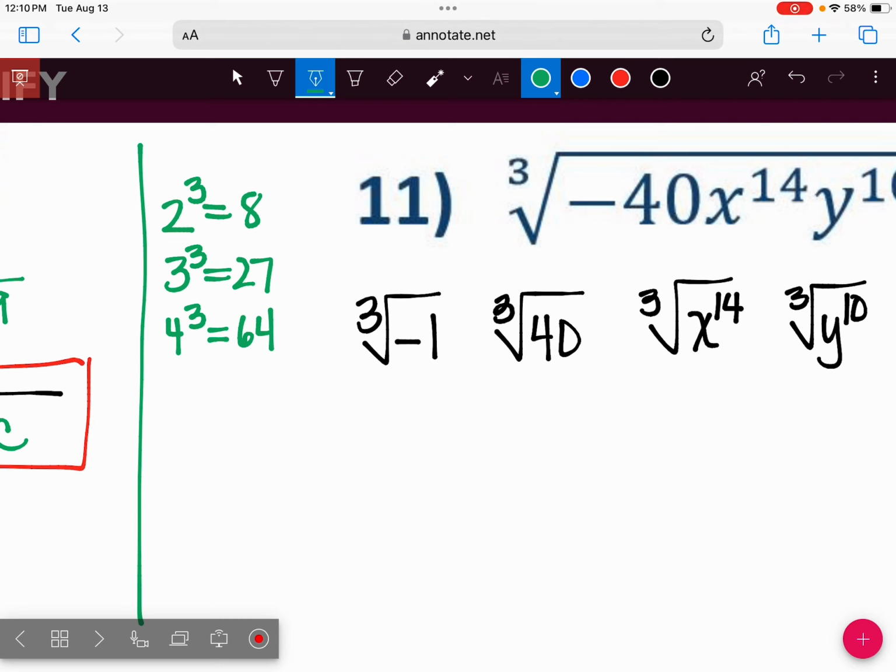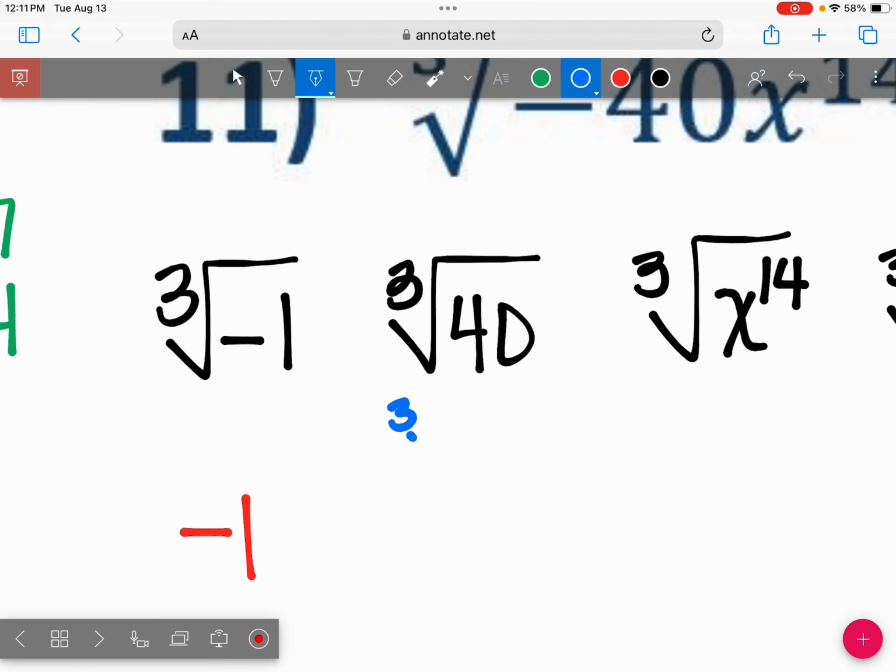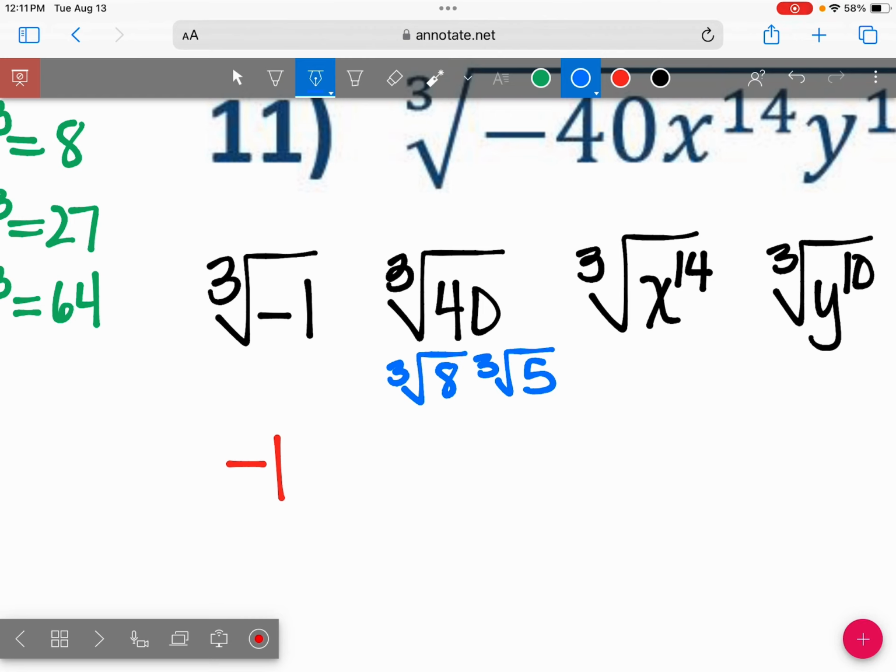Okay, so the cube root of -1, is it undefined or is it -1? Which one is it going to be? -1, because the index is odd. All right, which one of these numbers can go into 40? Not subtract, but divide. 8. Does everyone agree that 8 is a factor of 40? 8 times what is 40? So I'm going to break this apart into the cube root of 8 times the cube root of 5. The cube root of 8 is 2, and then this has to stay. I'm just going to highlight that and come back to it in a minute.